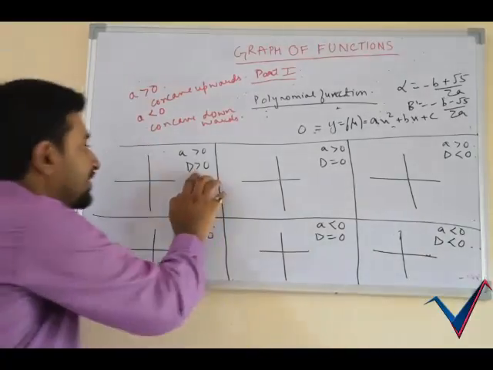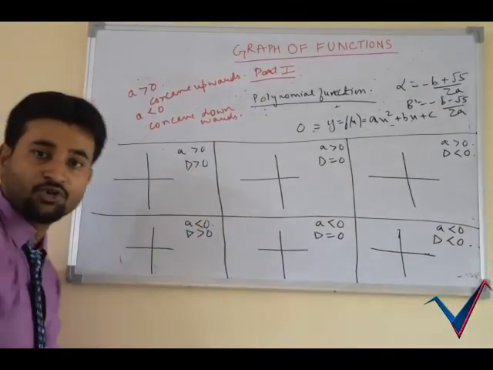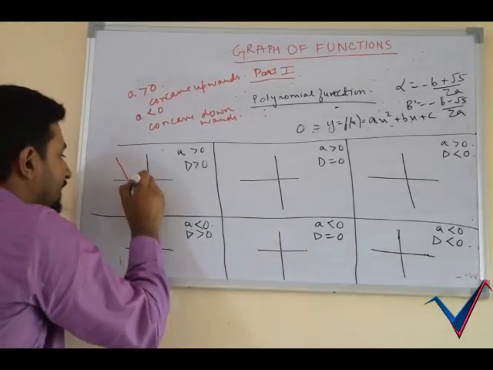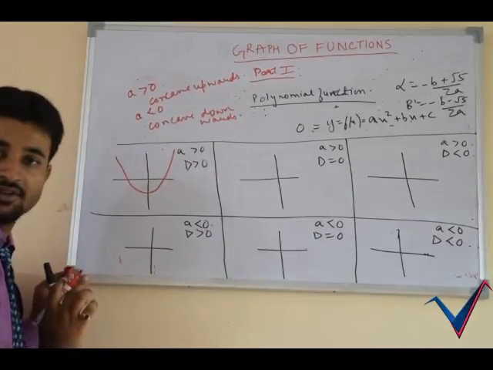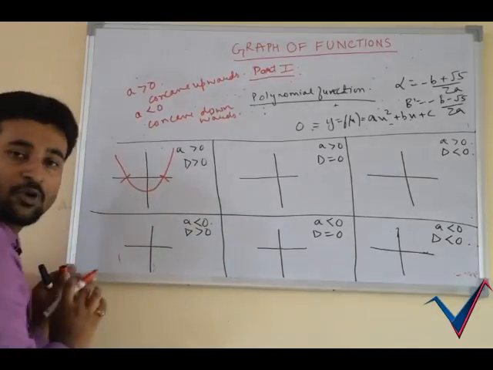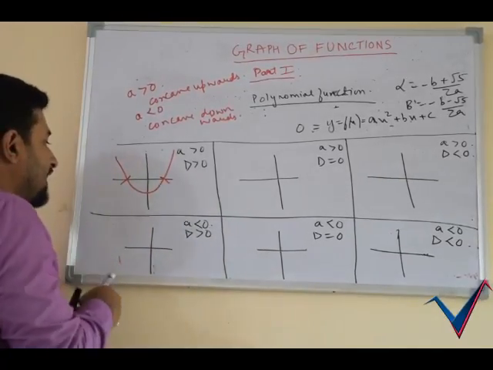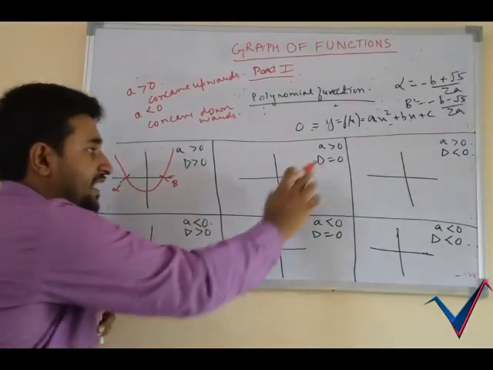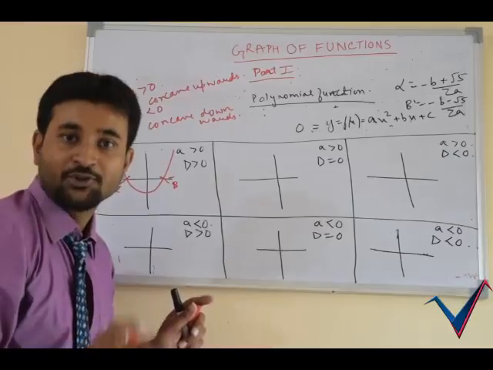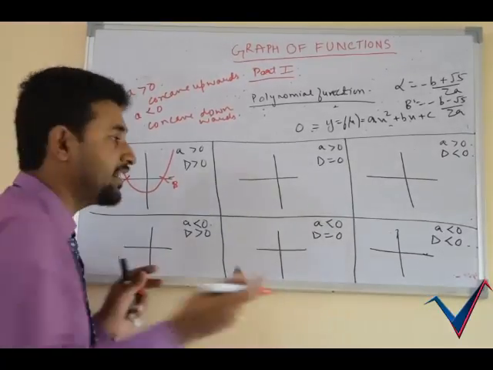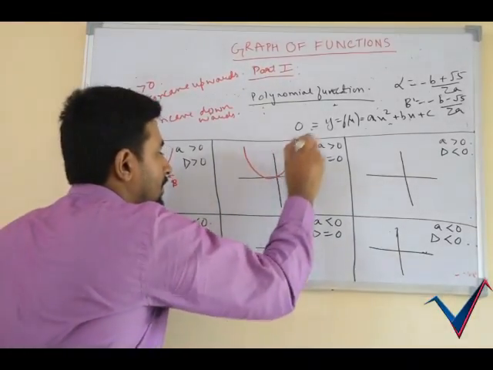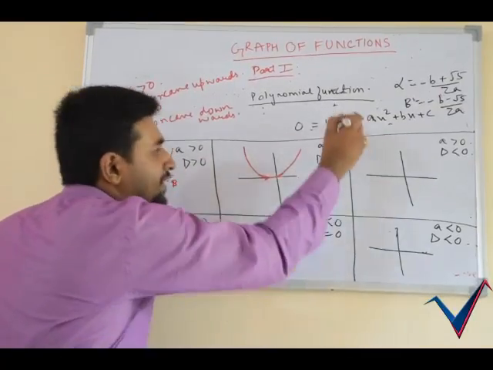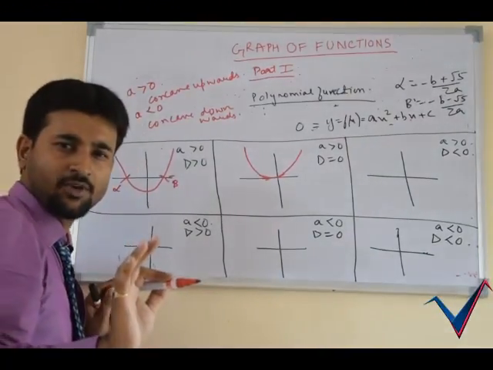So in the first case, if d is greater than 0, the roots are real, and the graph would look this way. It is cutting the x-axis at these two points, which are the roots, alpha and beta. In the case where d is equal to 0, it will cut the x-axis at one point only. Actually, it will just touch at one point. The graph would be this way also. That is not a problem.